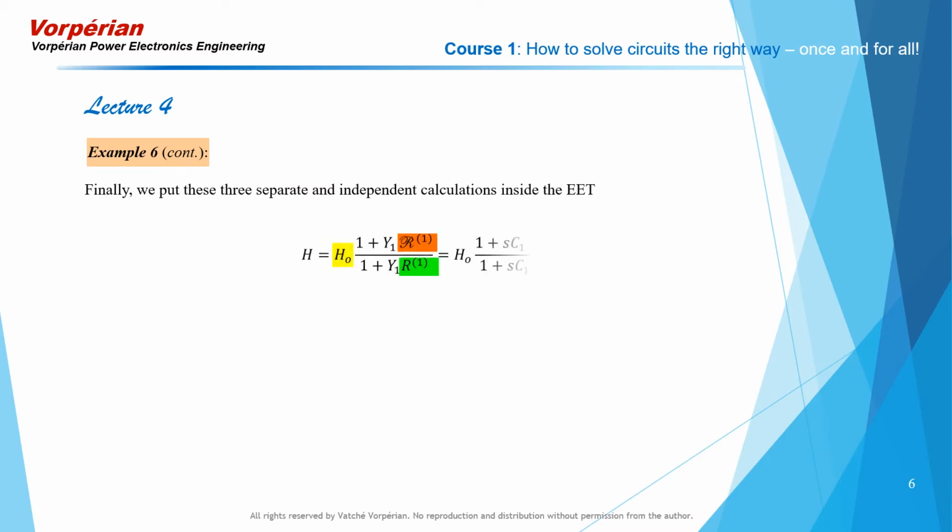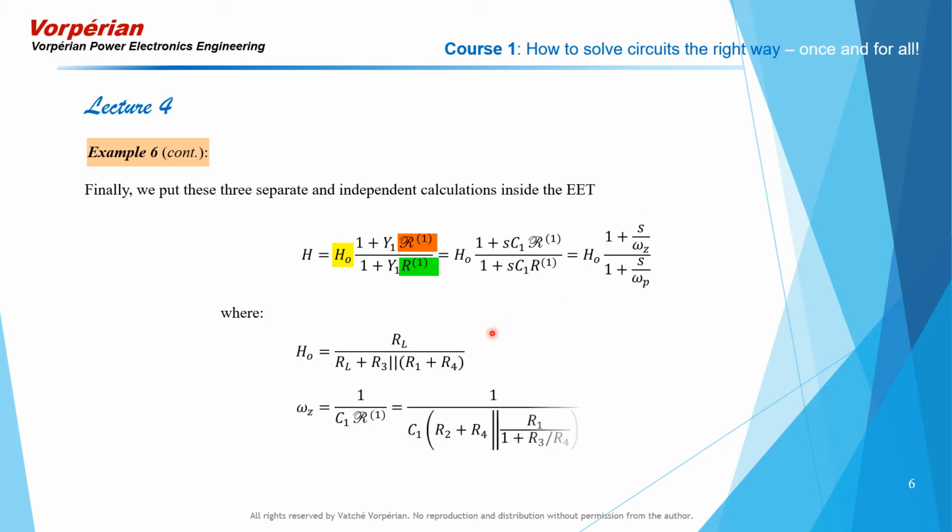And now we substitute our 3 independent calculations in the extra element theorem, H0, script R1, and Roman R1, and we get our transfer function in factored pole zero form, in which H0 is that voltage divider. The 0 is given by 1 over C1 times the script R1. That's our 0. And our pole is 1 over C1 R1, Roman R1. That's our pole there. And you're done.